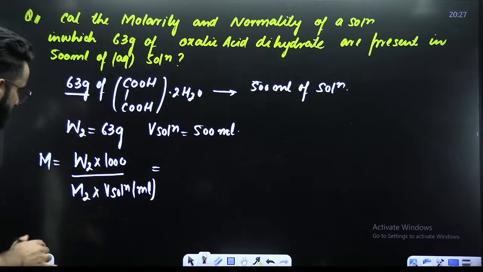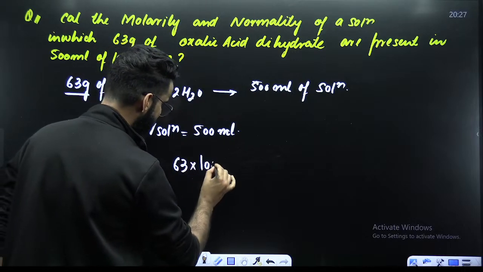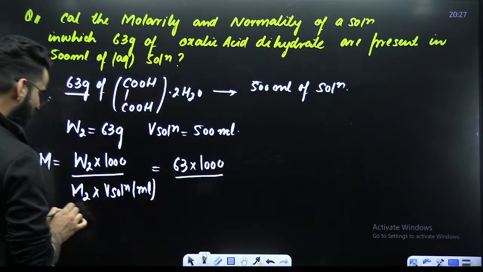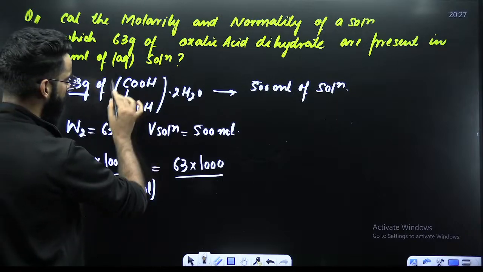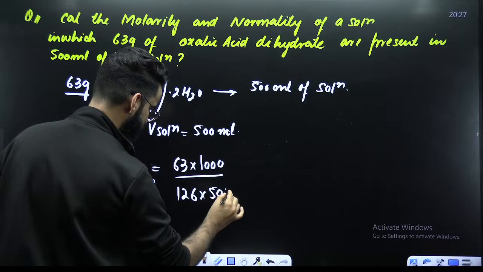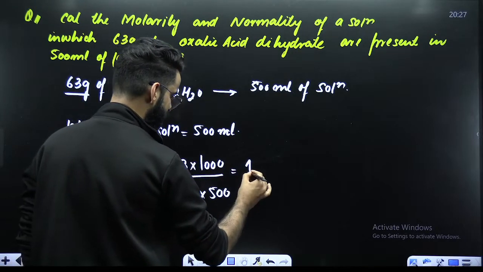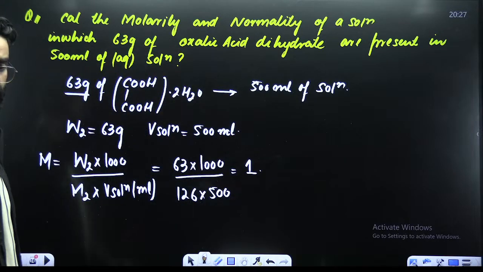Now, what is W2 here? It is 63 multiplied by 1000, divided by the molar mass of solute. When you calculate the molar mass of this whole solute, it comes out to be 126. The volume of solution in ml is 500. So this is 1, this is 2, and the overall value comes out to be 1 only. So the molarity of the solution is 1.